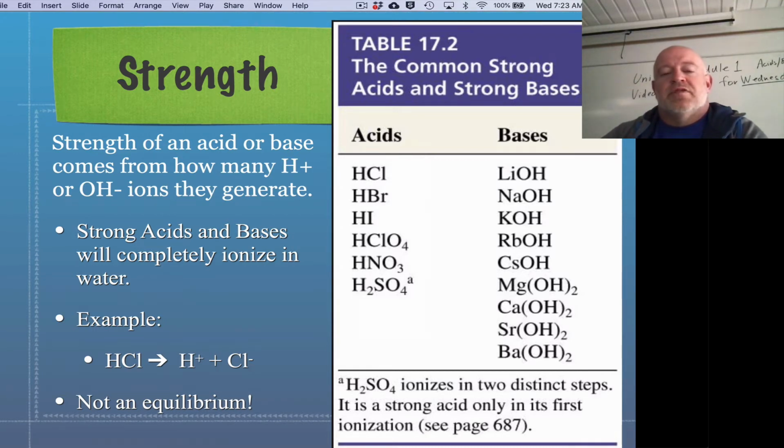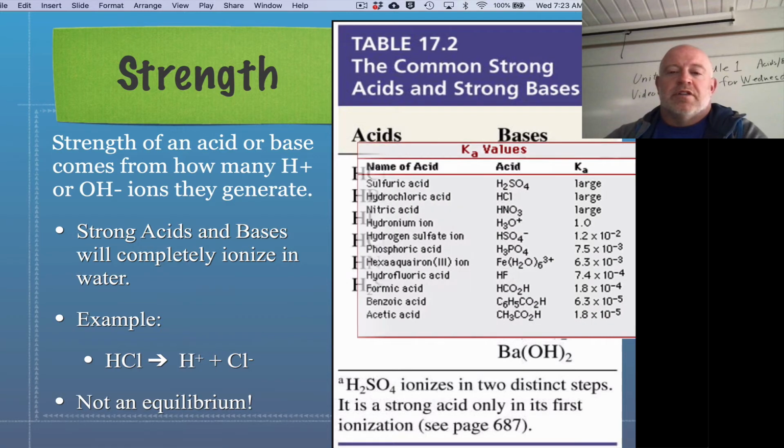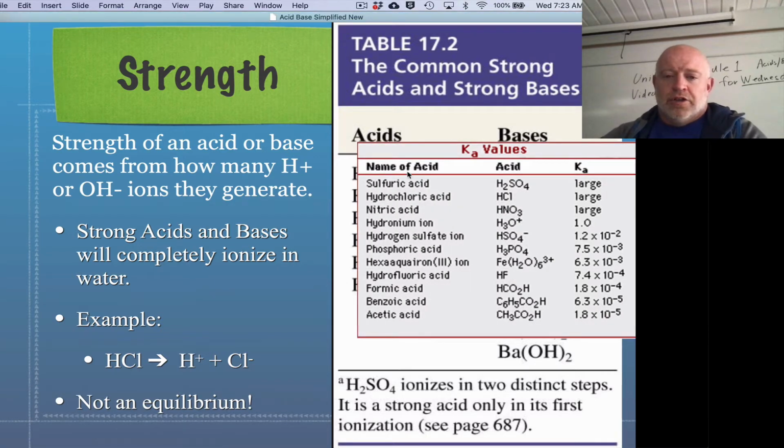In fact, if we look at these from the idea of their ionization, and look at this table we can add in here, notice how sulfuric acid, hydrochloric acid, nitric acid, and the hydronium ion all have something when we talk about equilibrium constants. This is Ka, which is like Keq, but it's a constant for acids. Notice it doesn't even give a number, it just says large. These numbers are so big, so much greater than 1, which we know means product favored, that we can assume all of these are completely ionized in solution.